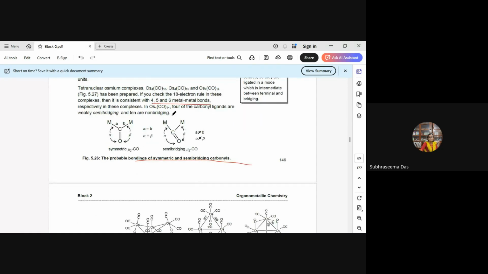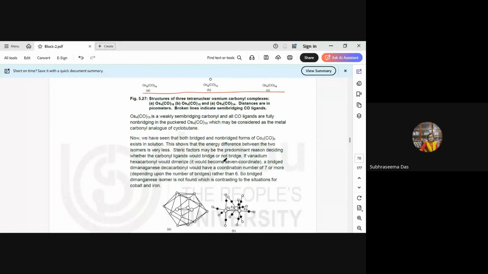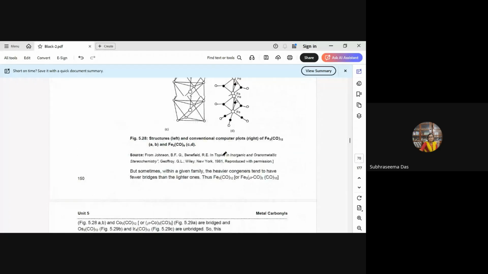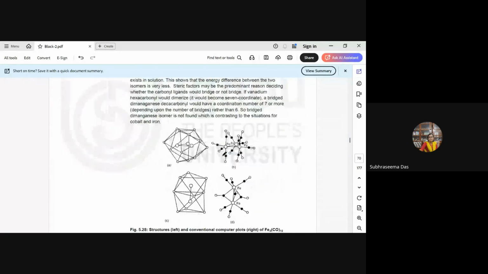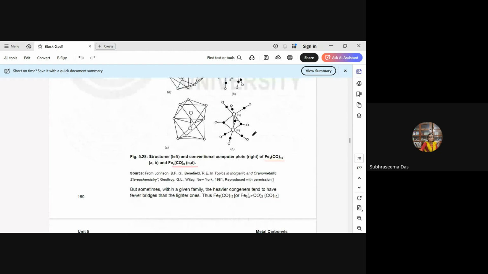So, in Os4(CO)14, 4 of the carbonyl ligands are weakly semi-bridging and 10 are non-bridging. Here, the structures of three tetranuclear osmium complexes Os4(CO)16, Os4(CO)15, and Os4(CO)14 have been shown. Here we will talk about, in figure 5.28, the structures and conventions of Fe3(CO)12 and Os3(CO)12. It has been shown for this type of metal.